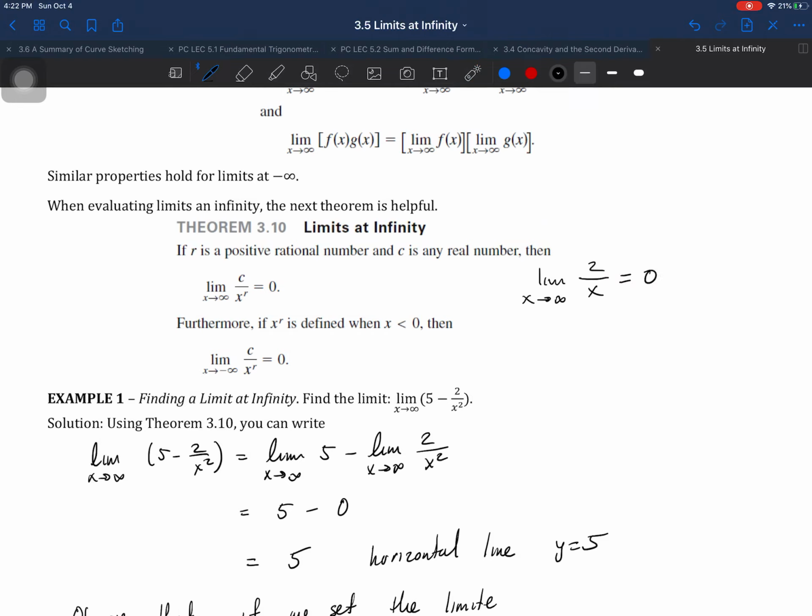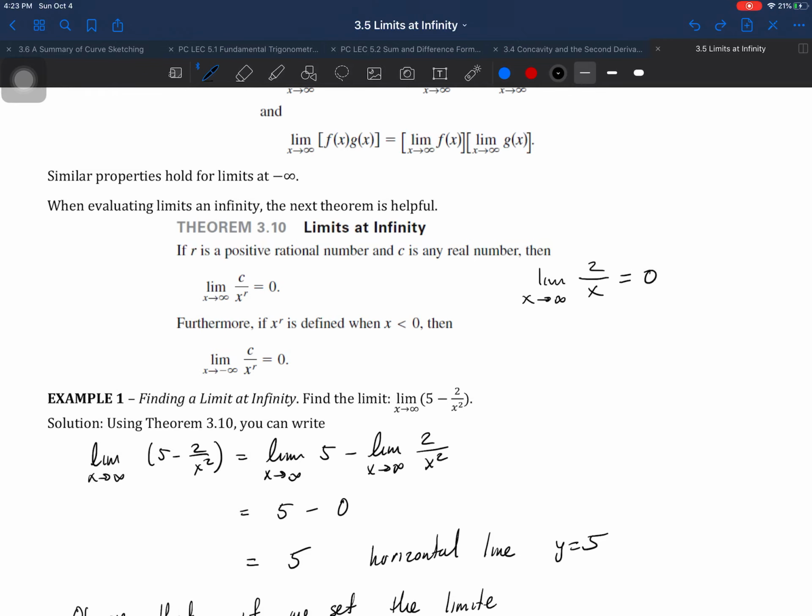In fact, this actually works if r is any positive number. So if I have here a 2 or a 3 or a 7, this will go to 0. And obviously c needs to be a real number.